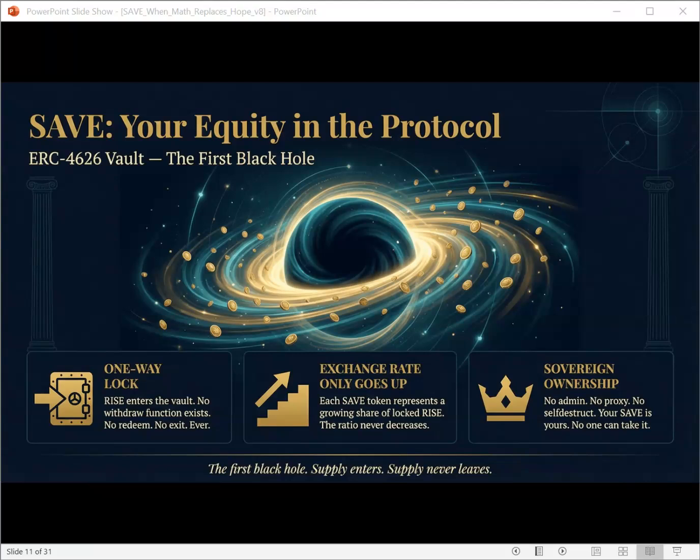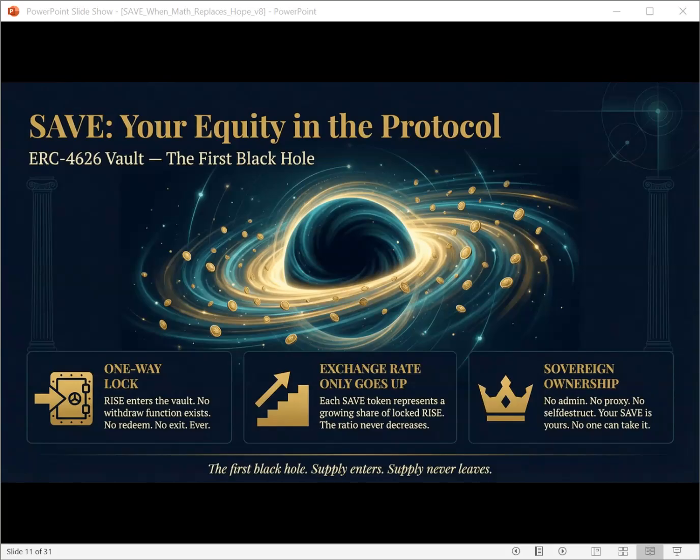The exchange rate, how much Rise each Save token represents, can only go up. It goes up every time the accumulator deposits more Rise. It goes up every time Ghost Mint sells new Save at a premium. It never goes down because there is no mechanism in the code that could make it go down. This is not a design choice that could be reversed. The smart contract literally does not contain a withdraw or redeem function. It was never written. You cannot call a function that does not exist.